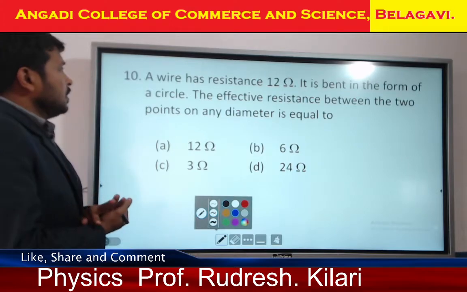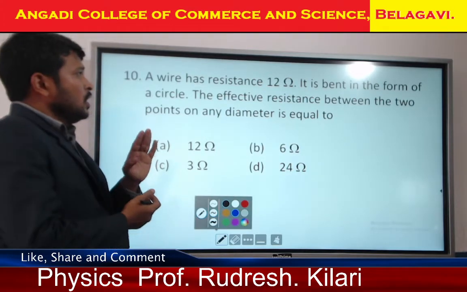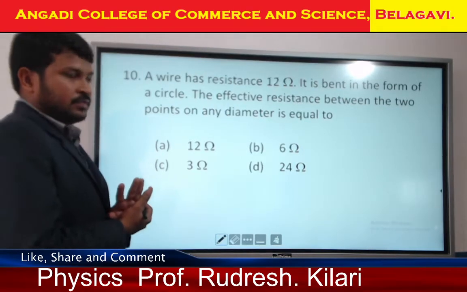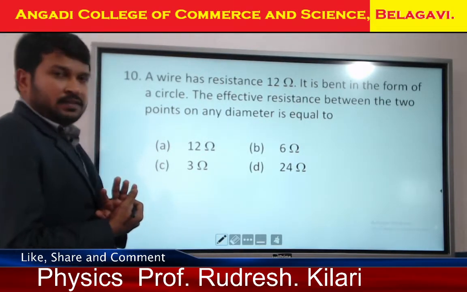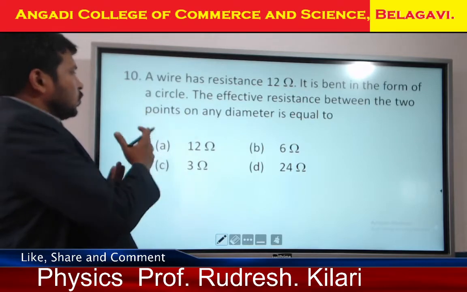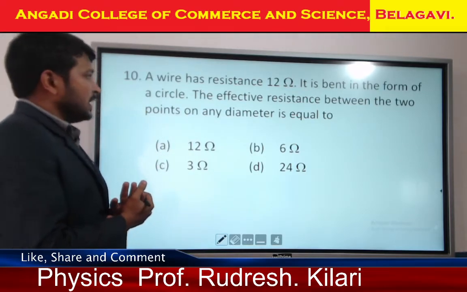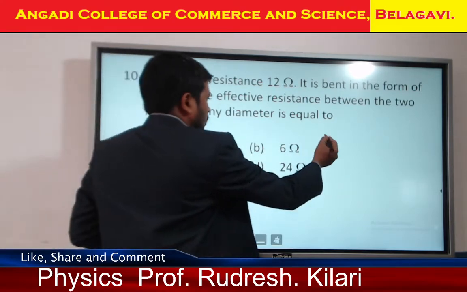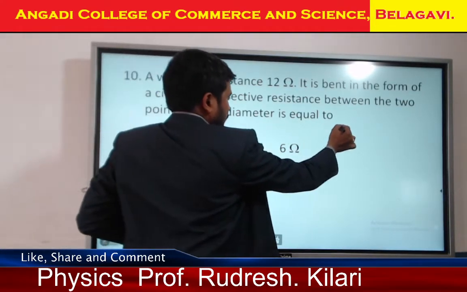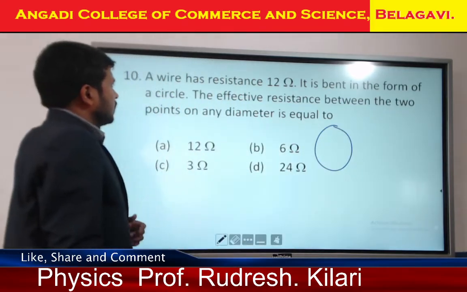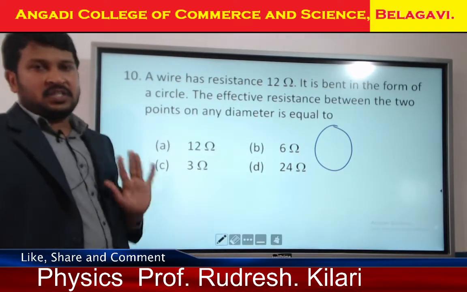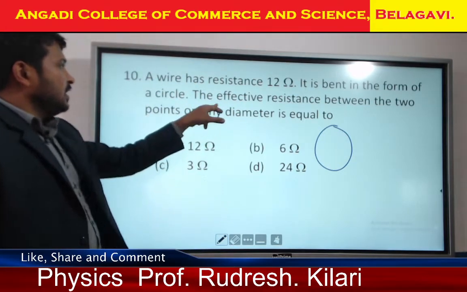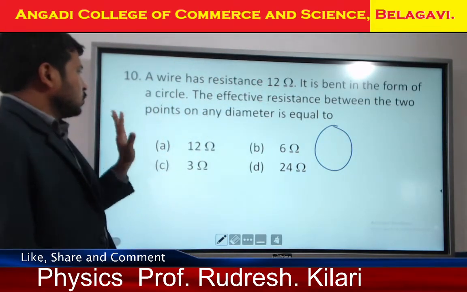Next one, a wire has resistance 12 ohm. It is bent in the form of a circle. The effective resistance between 2 points on any diameter is equal to. Okay, students. See, I'll draw a circle. It's a circle. Okay. The wire has resistance, how much? 12 ohm. It is bent in the form of a circle. Then the effective resistance between 2 points.